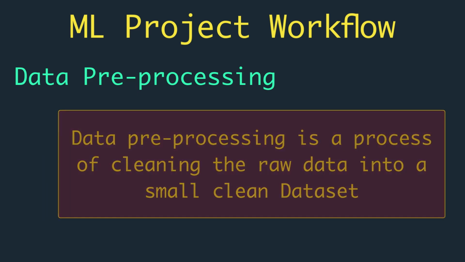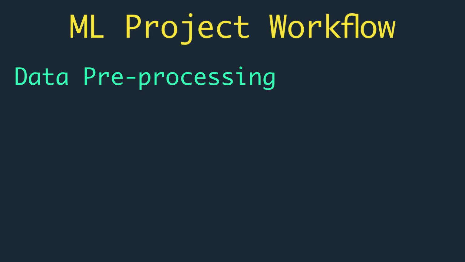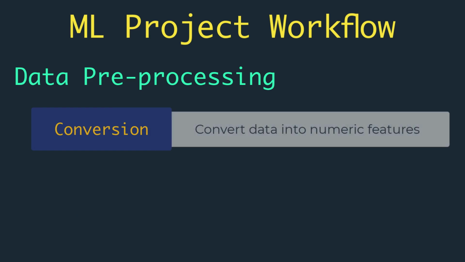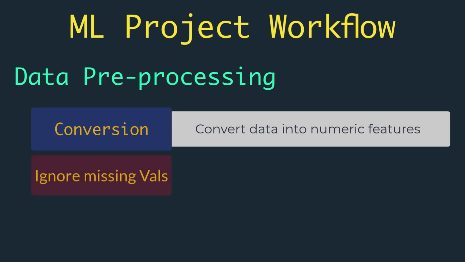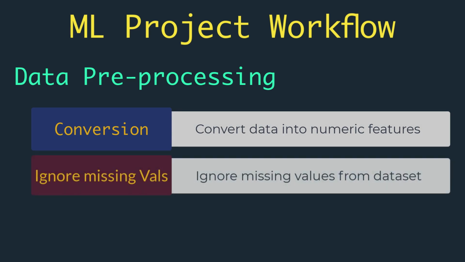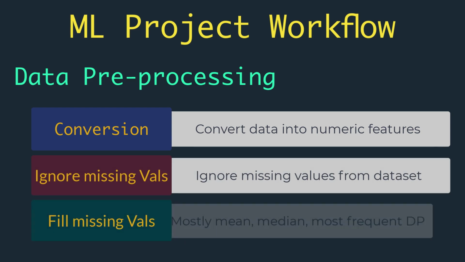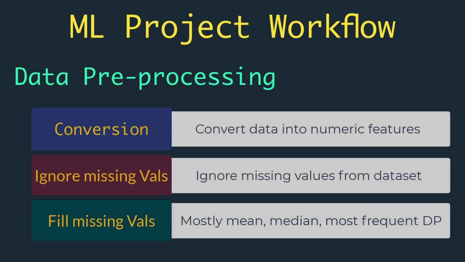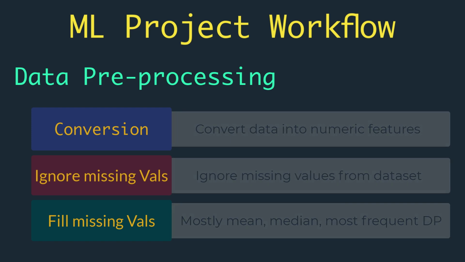There are some basic pre-processing techniques that can be used to convert raw data. The first one is data conversion. Machine learning models can only handle numeric features, so categorical and ordinal data must be somehow converted into numeric features. Another one is ignoring the missing values, if there are not too many missing values in our dataset. The next one is filling the missing values. Whenever we encounter missing data in the dataset, we can fill it manually, and most commonly, the mean, median, or highest frequency value is used.